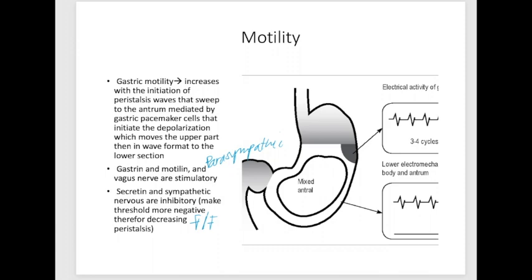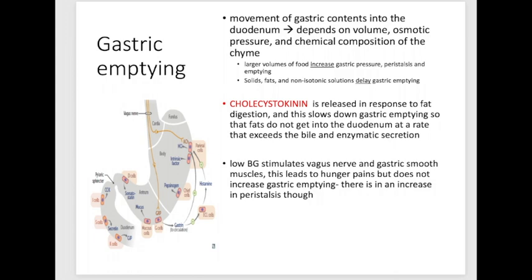So we have gastric emptying, and this is the movement of the gastric contents into the duodenum. This depends on volume, osmotic pressure, and chemical composition of the chyme. If we have larger volumes of food, it's going to increase that gastric pressure, peristalsis, and emptying. Solids, fats, and non-isotonic solutions actually delay gastric emptying.